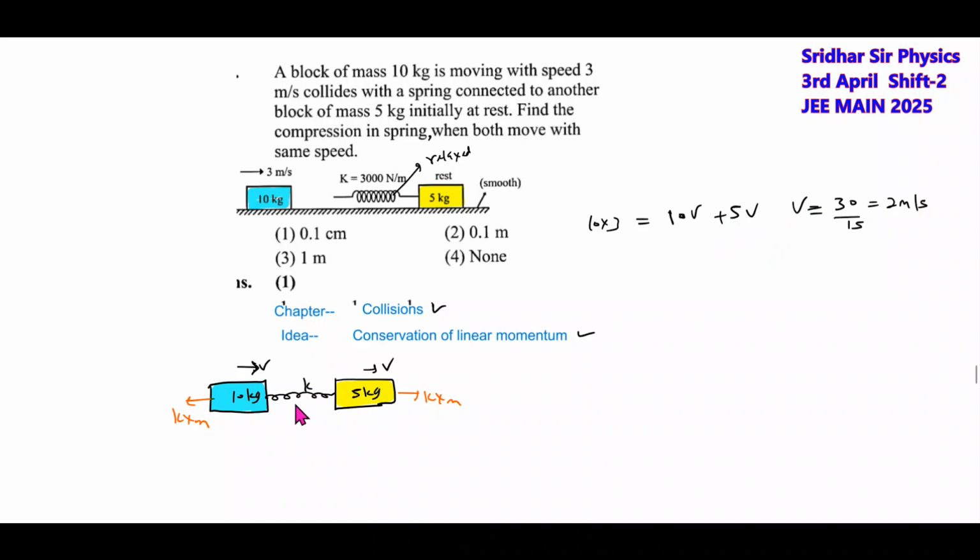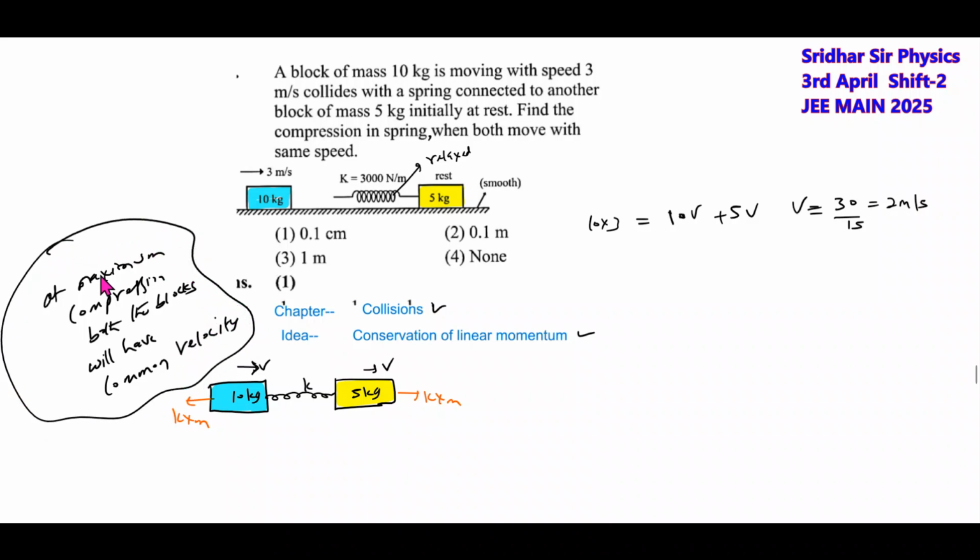At maximum compression, both will have a common velocity. This is a concept you have to remember, useful for advanced also. At maximum compression, both the blocks will have the same velocity. Then we'll apply conservation of mechanical energy. This is the conservation of linear momentum.